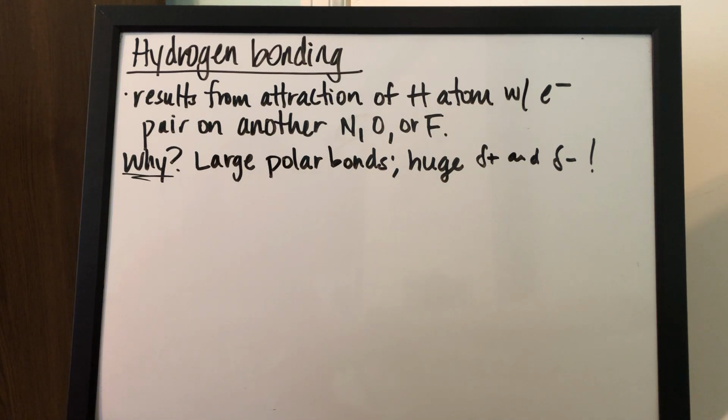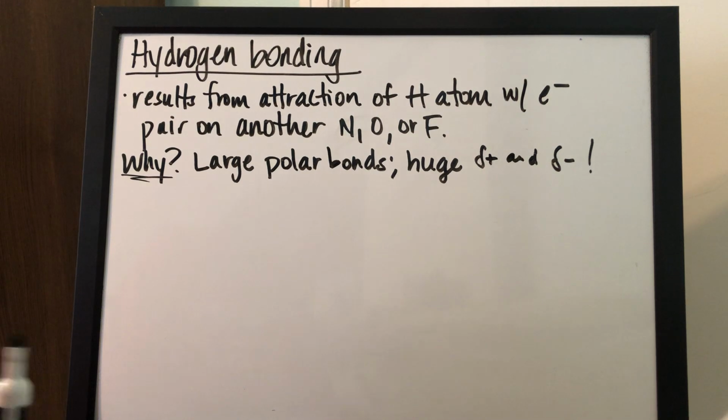So when we have an attraction of an H and a lone pair on an N, O, or F, we create this very polar charge distribution. We have a very polar bond. Okay, so then we have a very positive and a very negative partial charge, which results in a huge attraction. So your most famous substance to hydrogen bond is water.